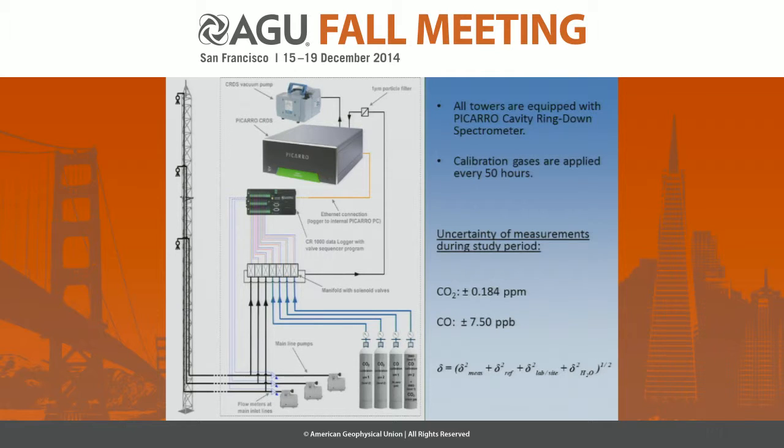Those uncertainties include the uncertainty of the measurement, so the difference between the known concentrations of the cal gases and what the Picarro measures during those calibration intervals, the uncertainties of the calibration gases themselves, and the uncertainty that we introduce by correcting those values for water vapor to get our dry concentration values.